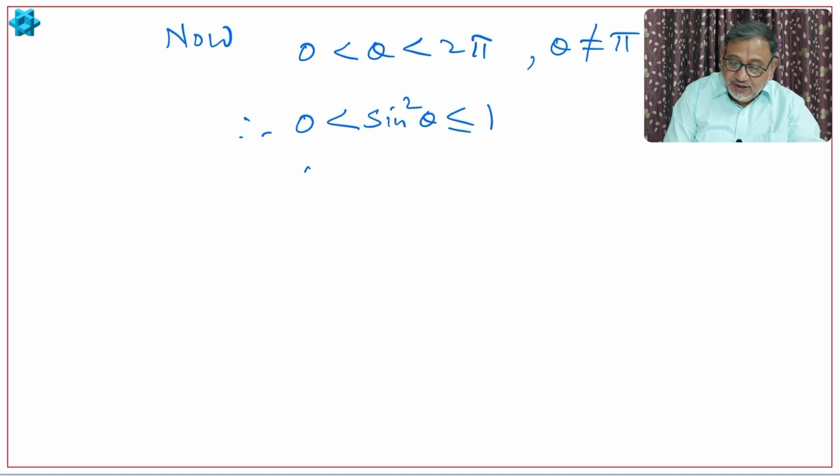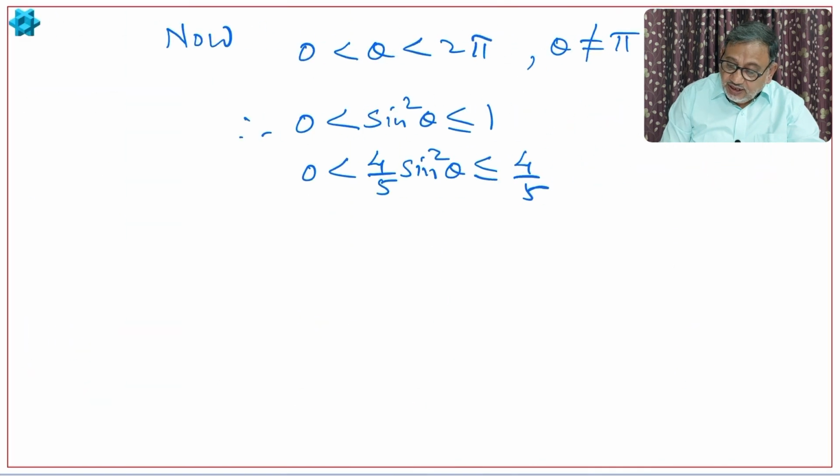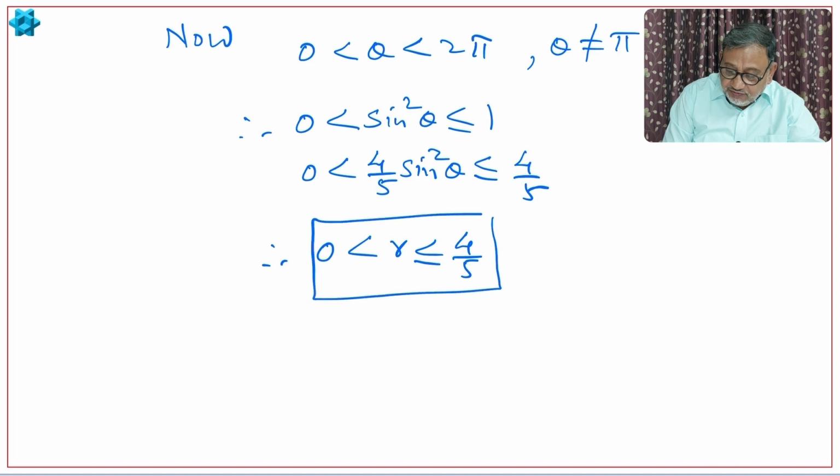Now multiply by 4 by 5. So 0 is less than 4 by 5 sine square theta is less than or equal to 4 by 5. And which is r? This is r, right? The value of r is this, and that we have found between 0 and 4 by 5. So therefore 0 is less than r is less than or equal to 4 by 5. This is the answer for the possible values of r.